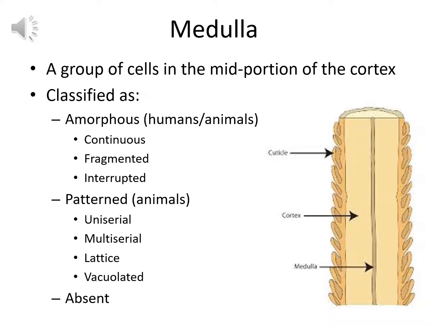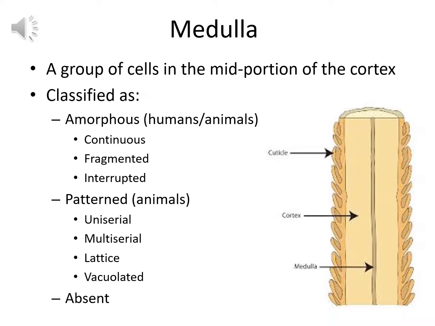So we can classify medullae as different types. So amorphous, without a particular shape or pattern. There's humans and other animals too, but we tend to focus on humans, and we tend to be able to distinguish humans because the medulla is both amorphous and very, very thin. We'll talk about that medullary index.